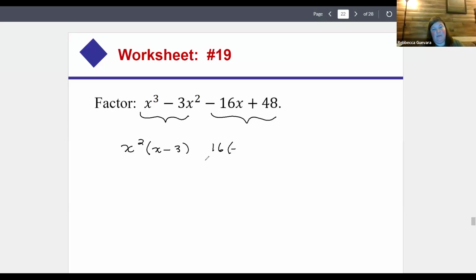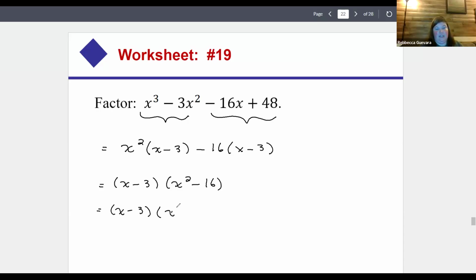So what I'm going to do is notice that negative, and factor out negative 16. Negative 16 from negative 16x leaves just x. 48 divided by negative 16 leaves negative 3. You factor out the x minus 3, and we're left with x squared minus 16. So we get x minus 3 here. And then this is just x squared minus 4 squared, a difference of squares again. This ends up being x minus 3, x plus 4, x minus 4.